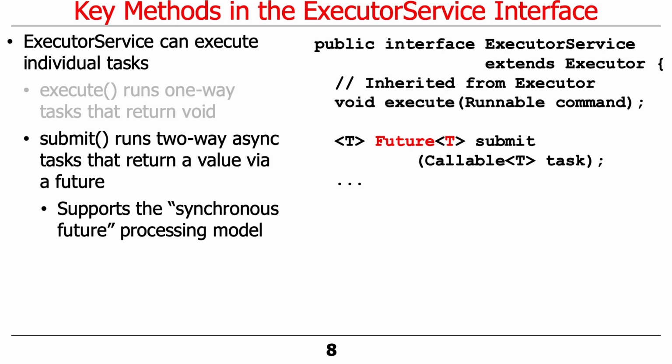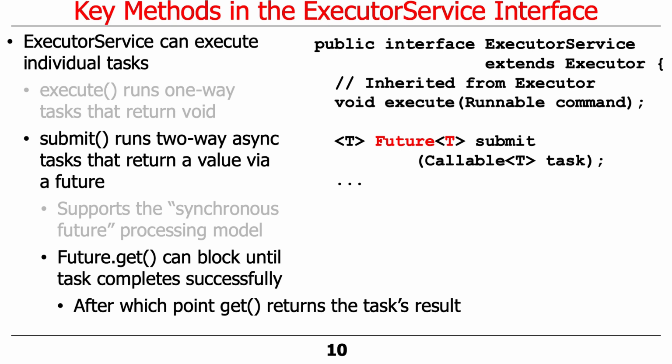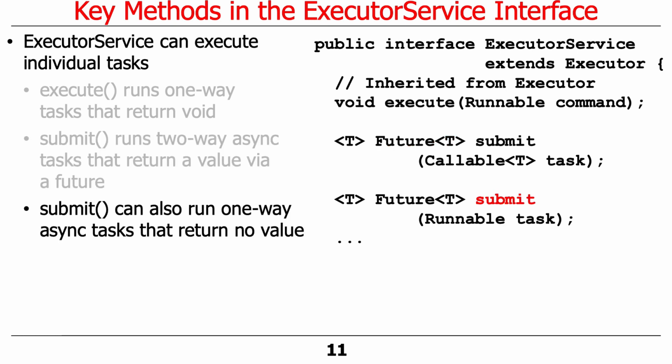This supports what's called a synchronous future processing model, and all that means is that you get back a future from submit, and typically you submit a bunch of things. You get back a bunch of futures. You typically store them into a list or some other collection, and then you can wait on the completion of those futures synchronously by blocking on them until they're done. Future.get can block until the task that is running asynchronously completes, at which point the result will be returned, which might either be a successful result or an exception if something went wrong.